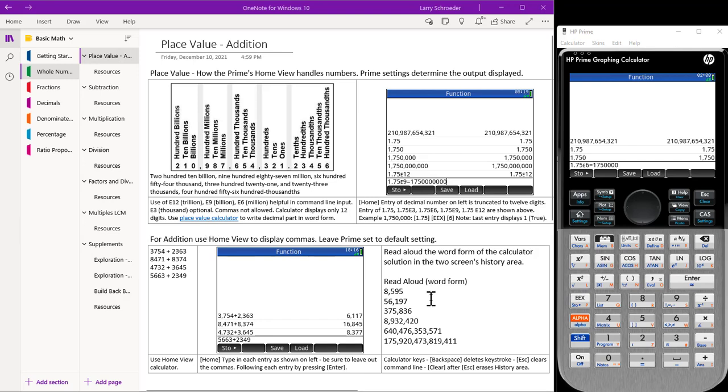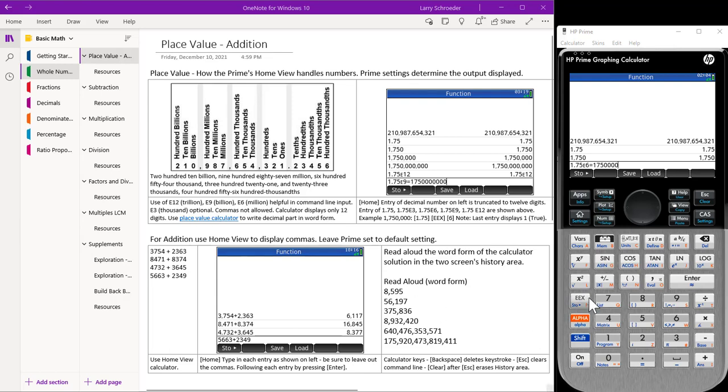Let's do a little practice. 8,595, 56,197, 375,836, 8,932,420, 640,476,353,571, 175,920,473,819,411.